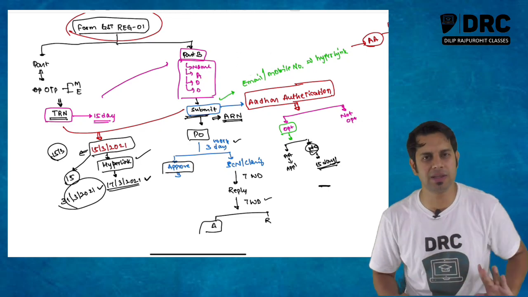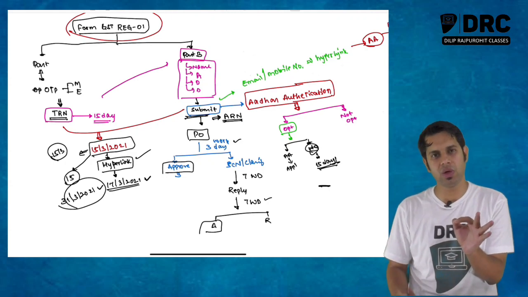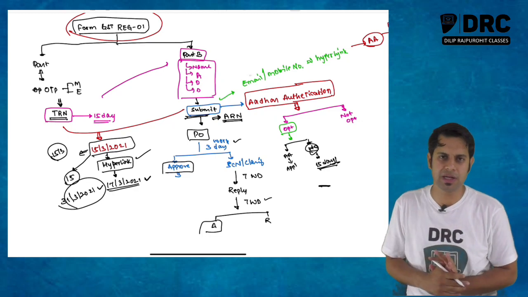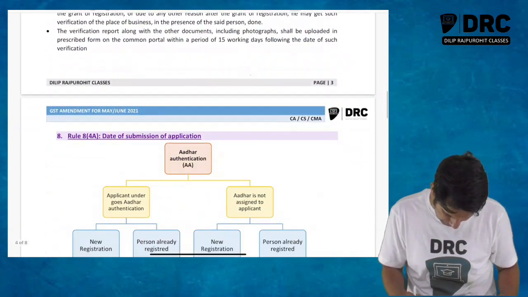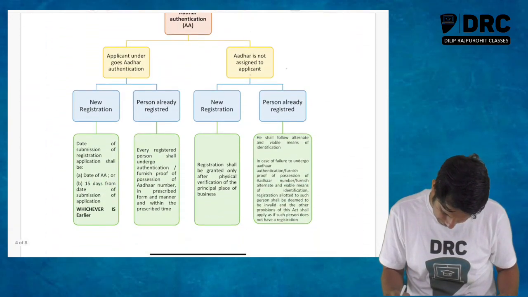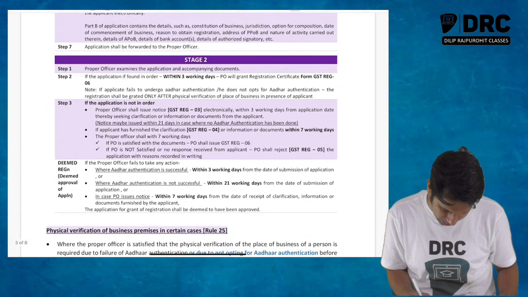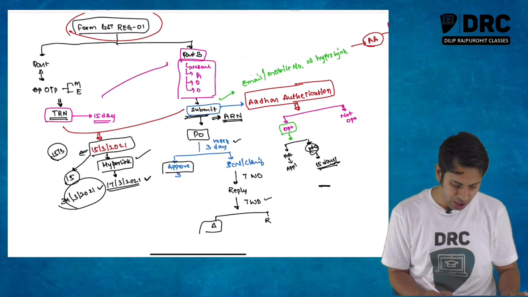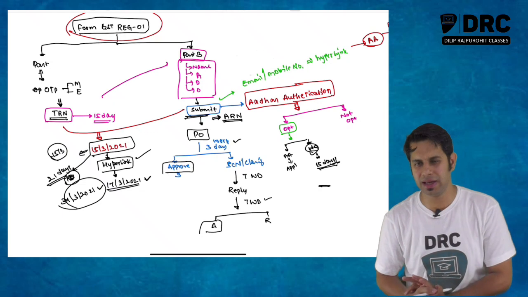Your application will be treated as submitted on which date, sir? 31st of March 2021. If you are not doing Aadhaar authentication, they will take 15 days. Just a second, 15 days or 21 days. Sorry, not 15 days, 21 days. From the date when you have submitted your application, from that date they will calculate how many days, sir? 21 days. Before it was 15 days, now we have increased it to 21 days.